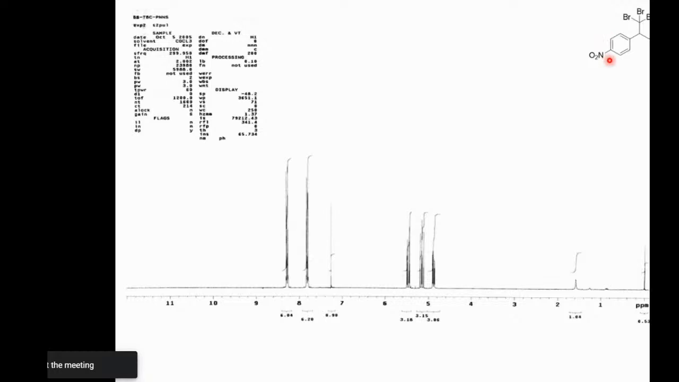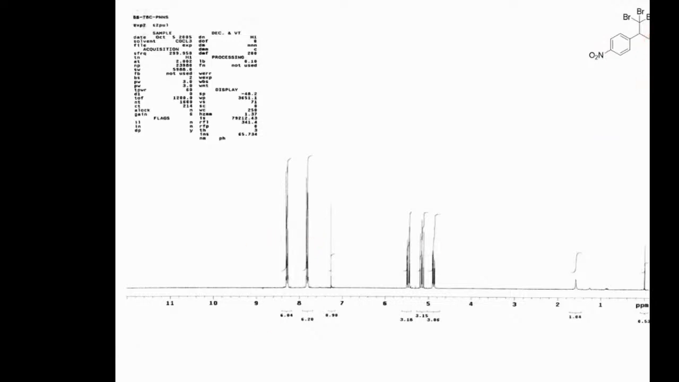Ideally, it should be AA' XX' or AA' BB'. But what we see is two doublets, two well-separated doublets. And that is the pattern we sometimes observe for such unsymmetrically para-substituted systems. So the aromatic region is assigned.